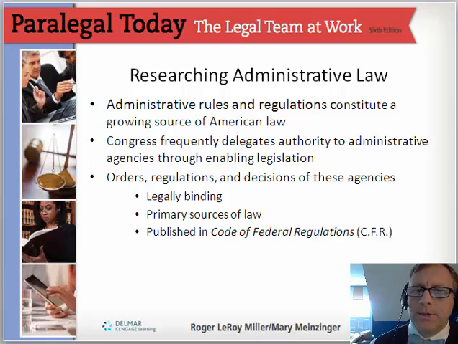The orders, regulations, and decisions of such agencies are legally binding, and as such are primary sources of law. The Code of Federal Regulations, or CFR, is a government publication containing all federal administrative agency regulations. The CFR format follows the USC format, including the use of corresponding titles. Revised and republished 4 times a year, recent regulations appear in the Federal Register until they are incorporated in the CFR, and the online version is updated continuously.